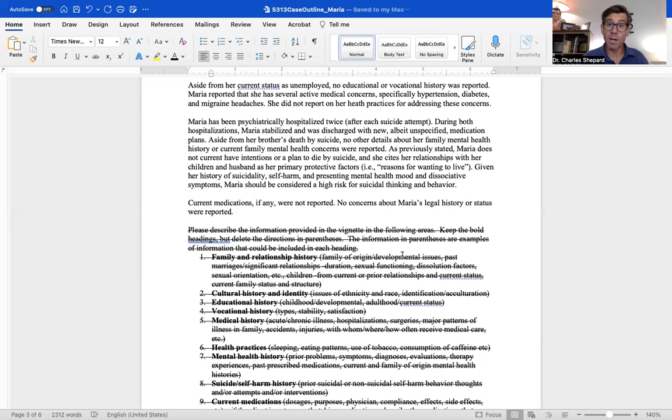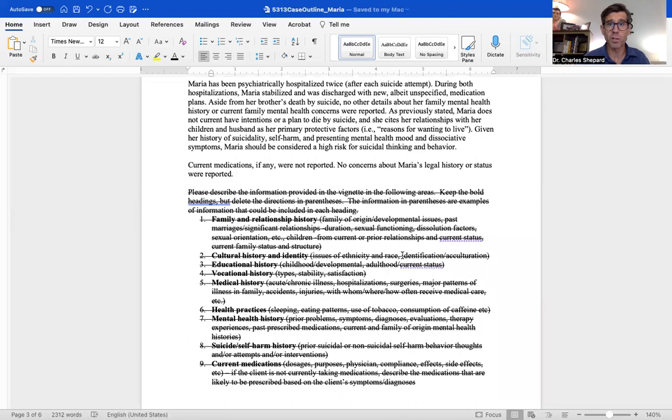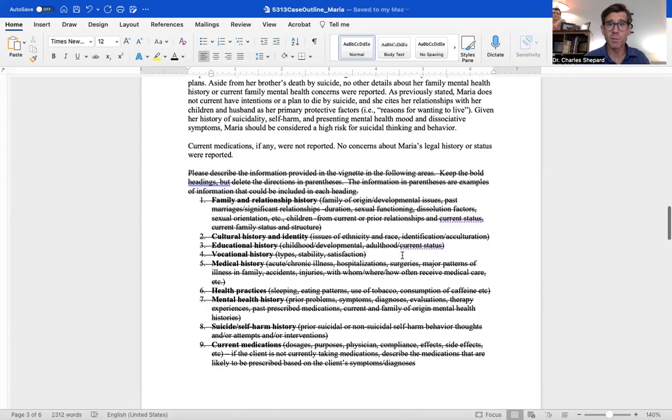Maria has been psychiatrically hospitalized twice after each suicide attempt. During both hospitalizations, Maria stabilized and was discharged with new, albeit unspecified, medication plans. Aside from her brother's death by suicide, no other details about her family mental health history or current family and mental health concerns were reported. As previously stated, Maria does not currently have intentions or a plan to die by suicide, and she cites her relationships with her children and husband as primary protective factors. Given her history of suicidality, self-harm, and presenting mental health mood and dissociative symptoms, Maria should be considered a high risk for suicidal thinking and behavior.